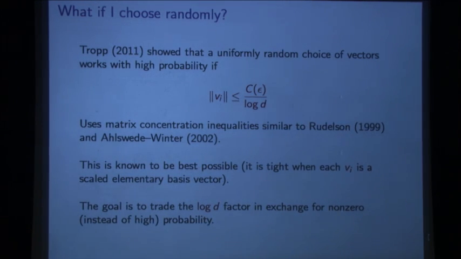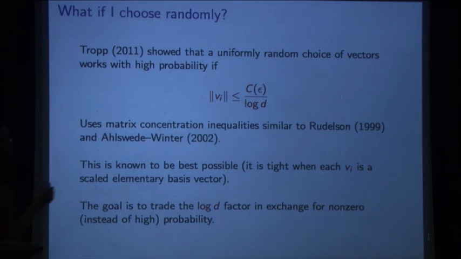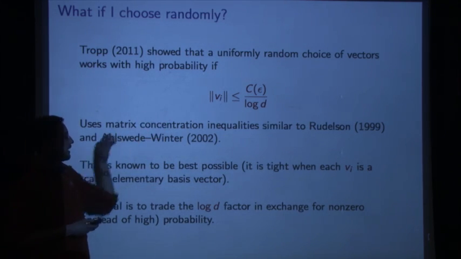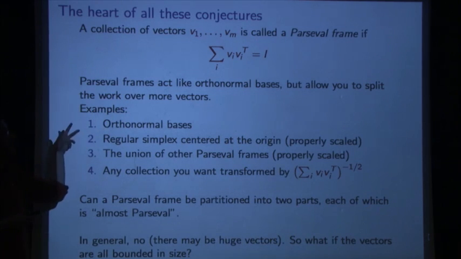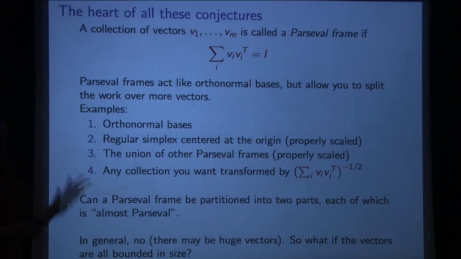The difference between one half of I and the matrix that you actually get is going to depend on how big your vectors are. So we're building a matrix, and we're looking at the spectral norm, like the eigenvalues.